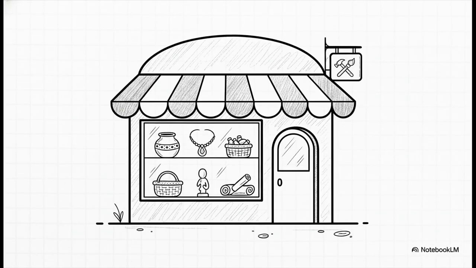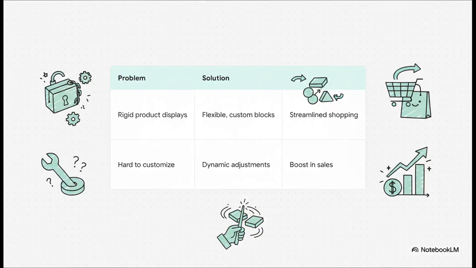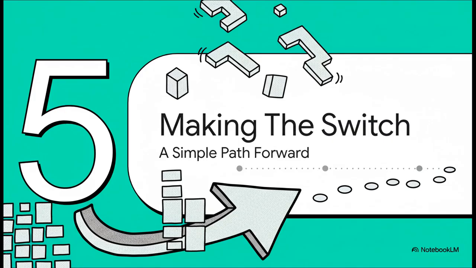So let's see how this plays out for a business. We'll take an e-commerce store. Let's call it Crafted Goods. They had a wide range of products, and they needed a much more dynamic way to show them off. Their old theme had these really rigid product layouts. They were super hard to customize for special promotions or to highlight new arrivals. So using a block theme, their developers built a set of flexible, custom product blocks. The result was a much smoother shopping experience for customers and, here's the important part for the business, a real measurable boost in sales.